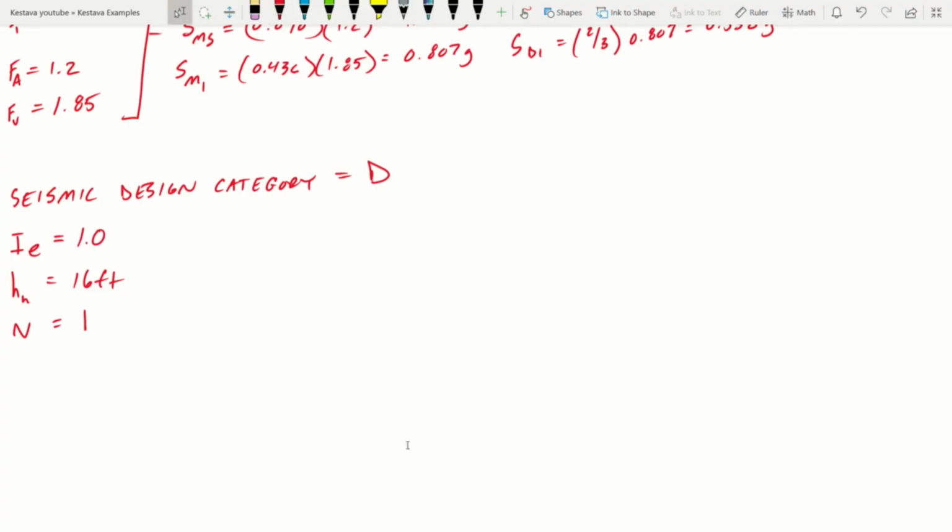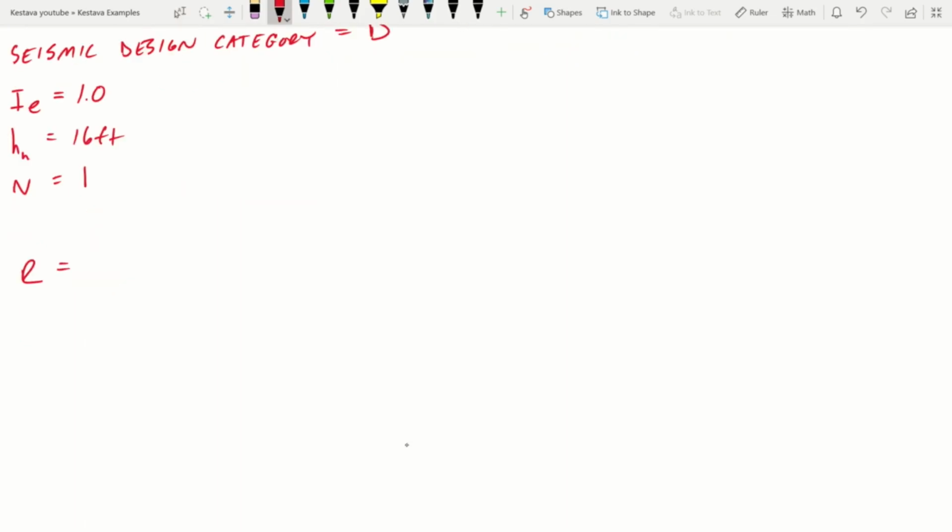Now the next things we're going to need are as follows: R, omega, C sub D. R is your response modification coefficient. Omega is your system overstrength parameter. And C sub D is your deflection amplification factor. Boy, that seems like a mouthful. But these are all factors that apply to the type of structure that you are building to resist your seismic forces. For us today, and in the future, we'll be designing a wood structure. So let's jump into the code knowing that, and let's try to find these factors.